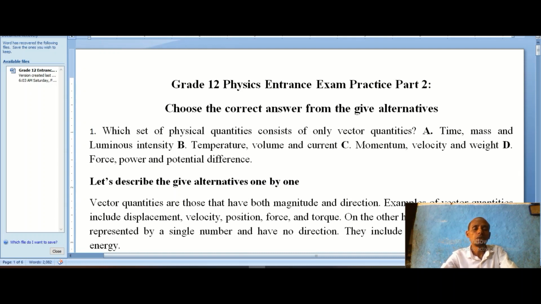My name is Waktola. In today's lesson we will be discussing grade 12 physics entrance exam practice part 2. This program is essential for students who will take the grade 12 entrance exam, especially on the recent Ethiopian new curriculum.